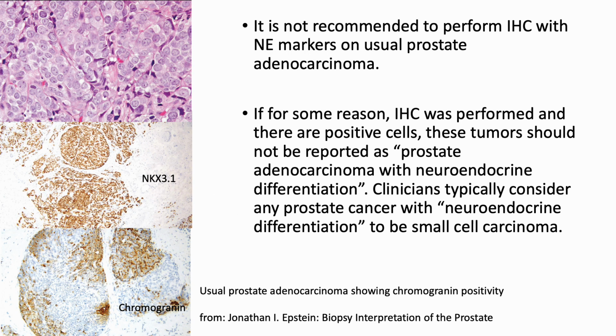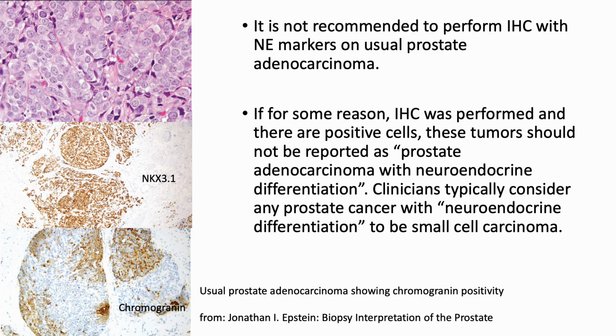Let's look at another example. These images are taken from Dr. Epstein's book Biopsy Interpretation of the Prostate. The case shows a high-grade prostatic adenocarcinoma with a Gleason score of 5, demonstrating a sheet-like growth pattern and prominent nucleoli, features consistent with conventional high-grade adenocarcinoma. Importantly, there is no neuroendocrine morphology. Immunohistochemically, NKX3.1 is diffusely and strongly positive as seen in the usual type prostatic adenocarcinoma. However, a subset of tumor cells also shows strong positivity for chromogranin.